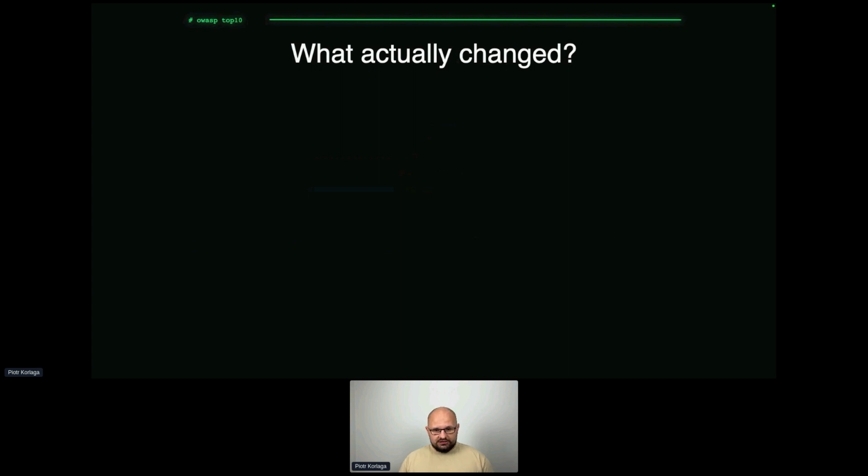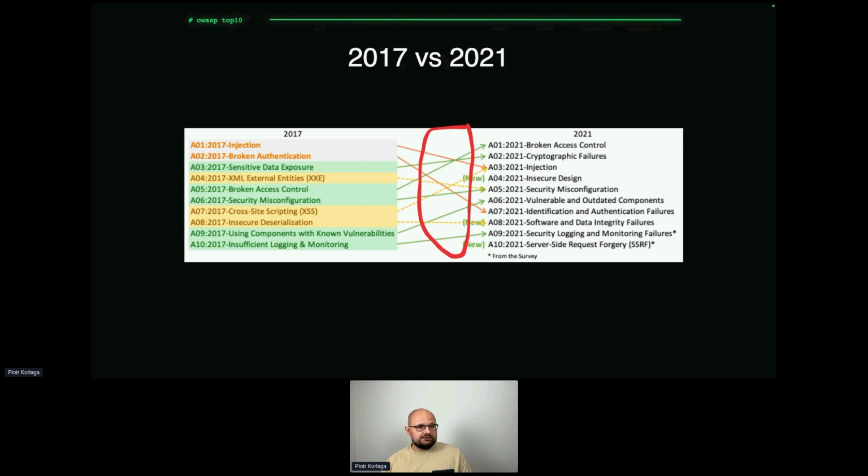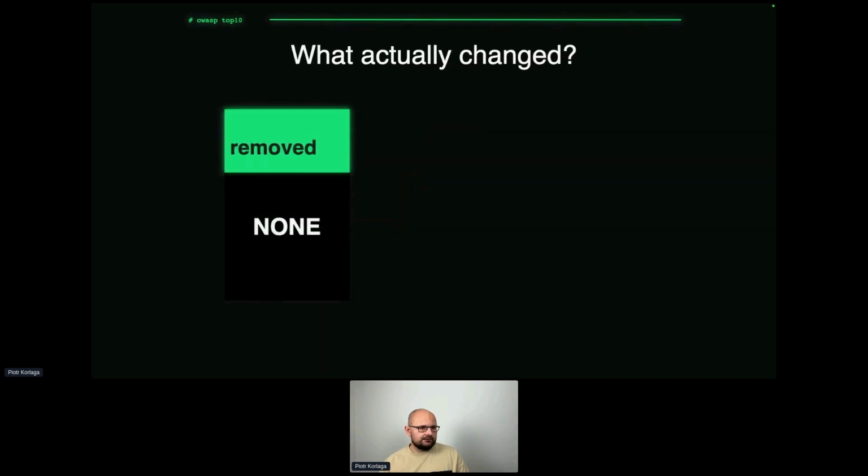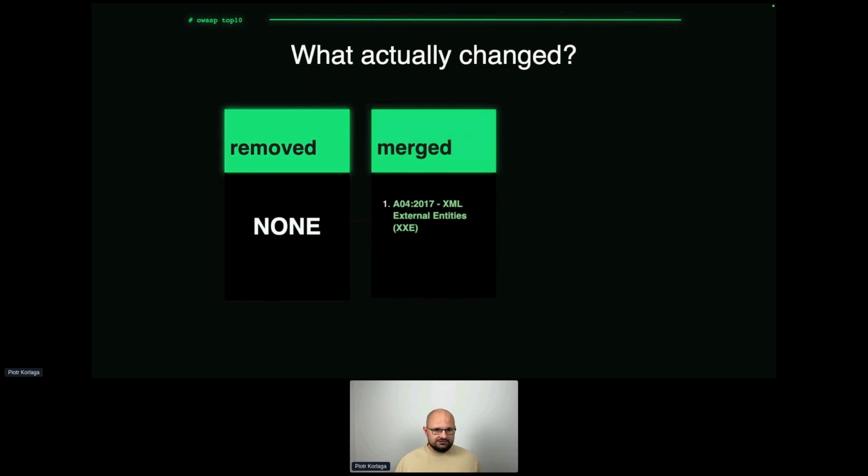What actually changed? If you ask me, there were so many arrows, so many things changed, so probably something was removed, right? But actually nothing was removed, but there were new things. So how did they achieve that? Getting new things into the standard without removing anything. They basically merged something.